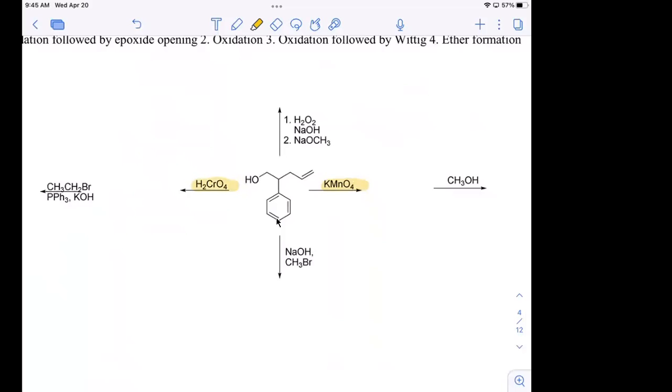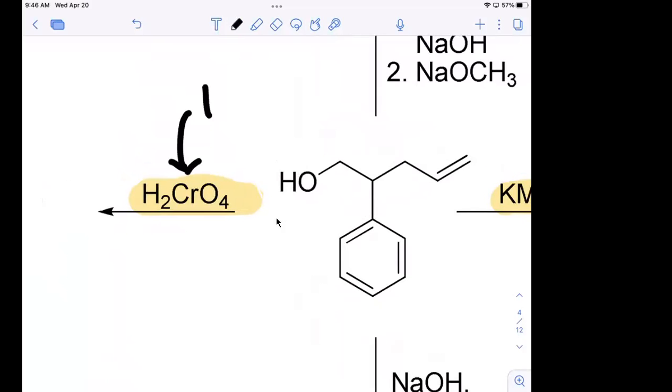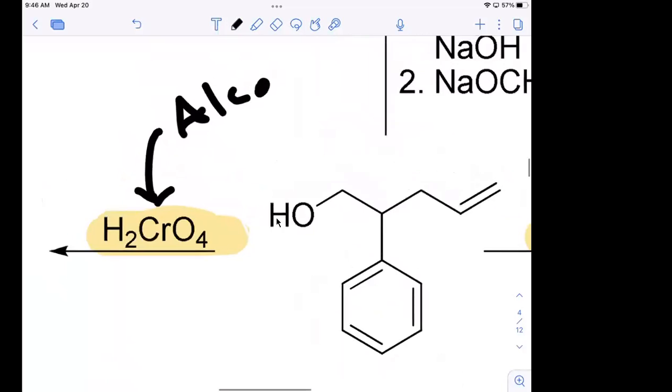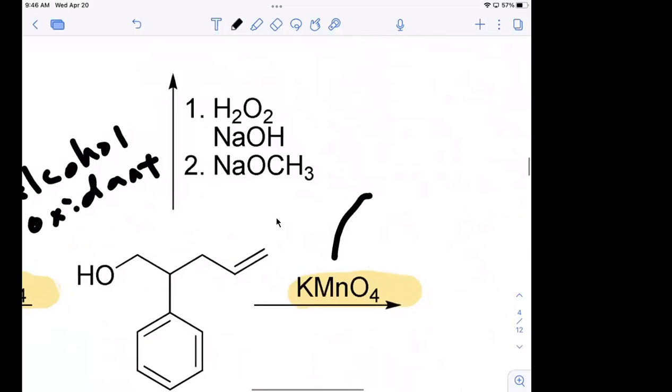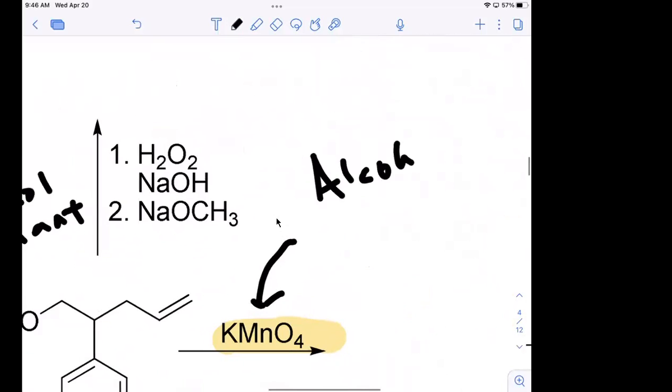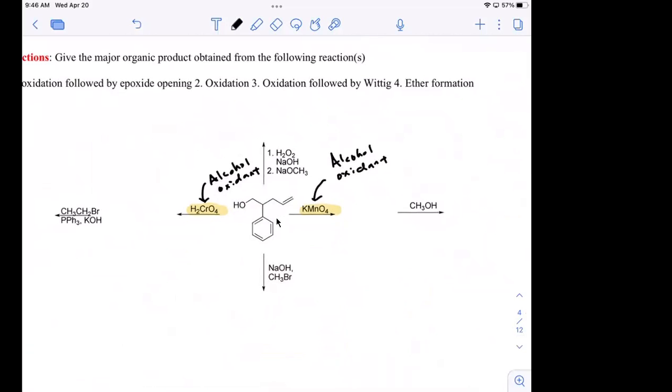So again, this is different when you see it in practice, because you have to know that chromic acid is an alcohol oxidant. And the reason I say that is because sometimes you'll be doing a reaction, let's say a total synthesis. There are going to be other functional groups present. So you have to recognize what reagents are specific to certain functional groups, or what functional groups get touched.